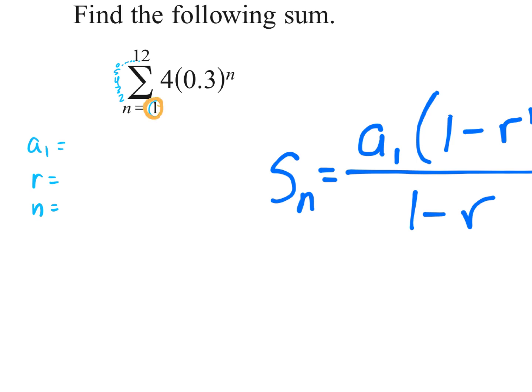So n is equal to 1. 1 is my first term. I'm going to plug that into n, and that'll give me the first term of the whole thing. So I have to plug in the first number that it gives me here, 1. So I have 4 times 0.3 to the power of 1. So this is just 4 times 0.3, which would be 1.2. So we just plug in the first number that it gives us. Our rate is whatever the number is that has the exponent. So the rate is 0.3.